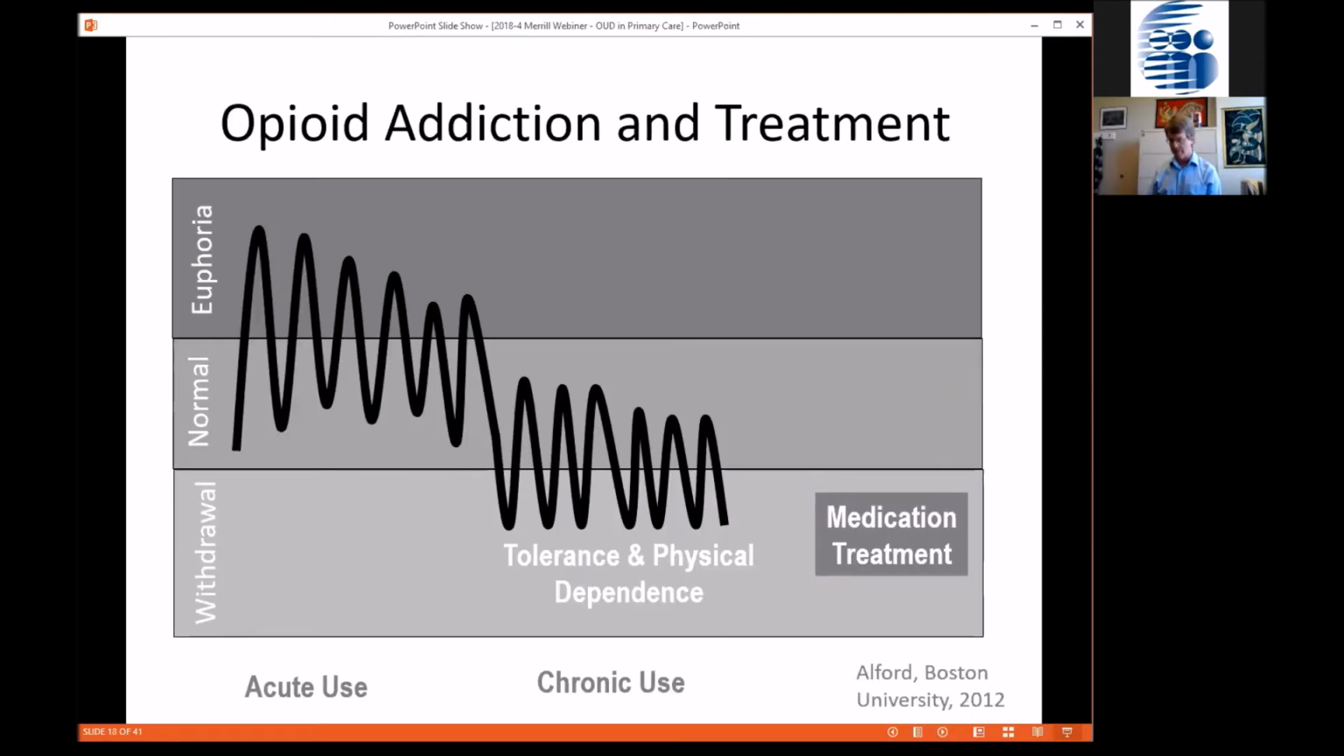Going back to our slide, this is our simple version of opioid addiction. Treatment is really trying to get somebody in that place where they're not euphoric, not in withdrawal. Methadone and buprenorphine both do this very, very effectively.